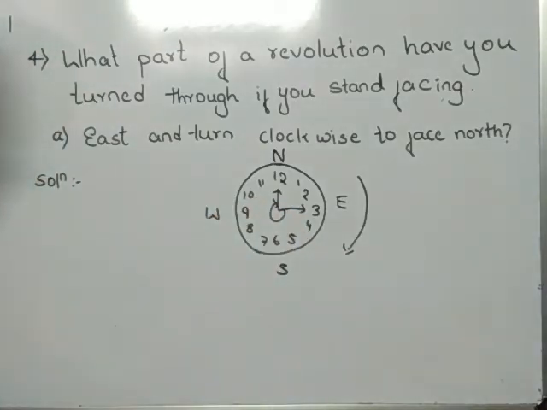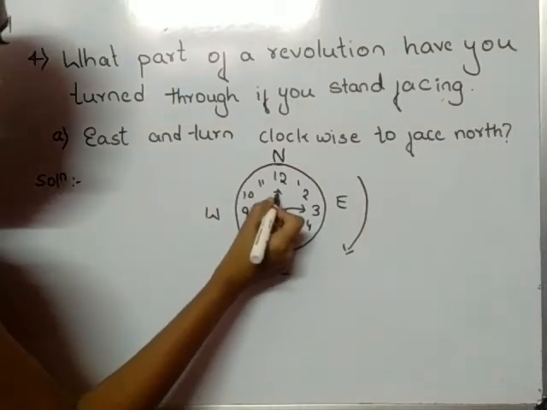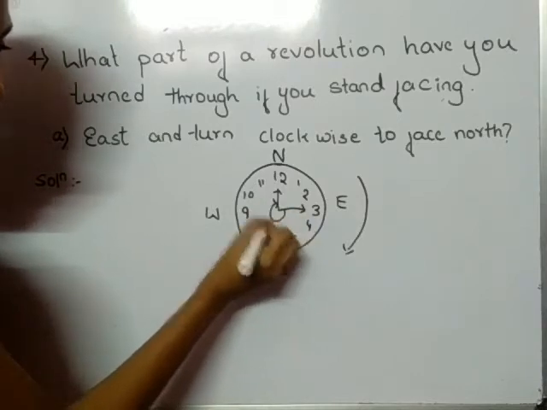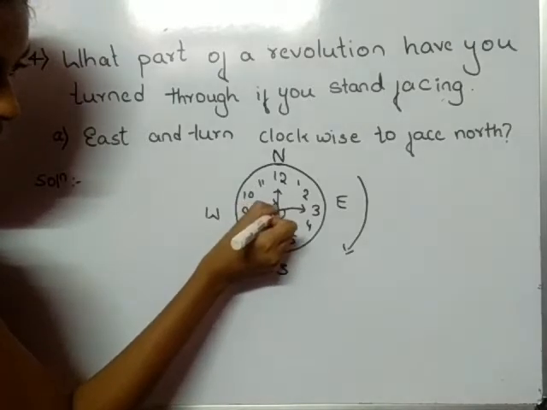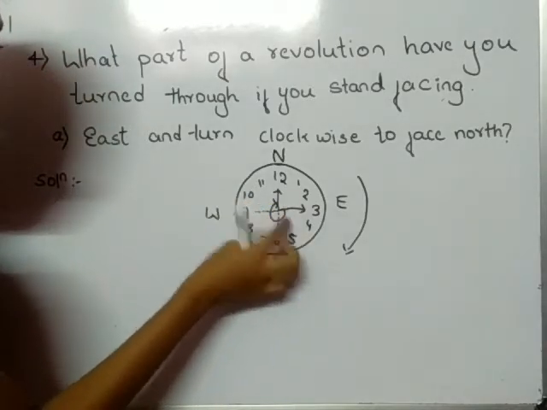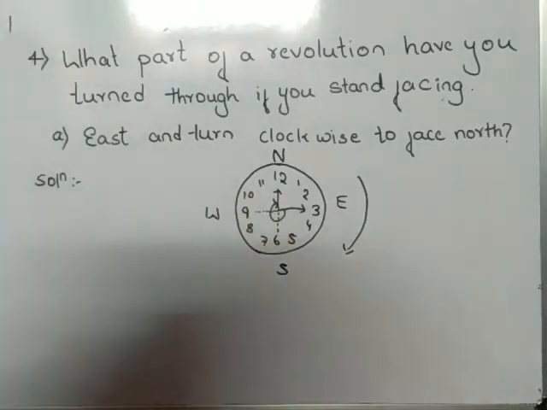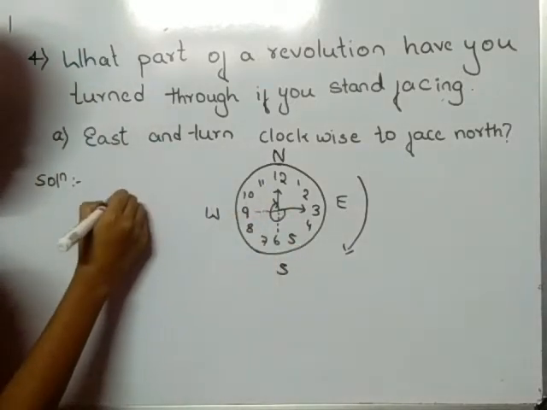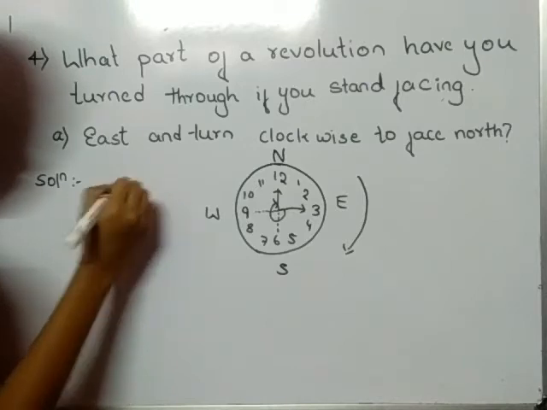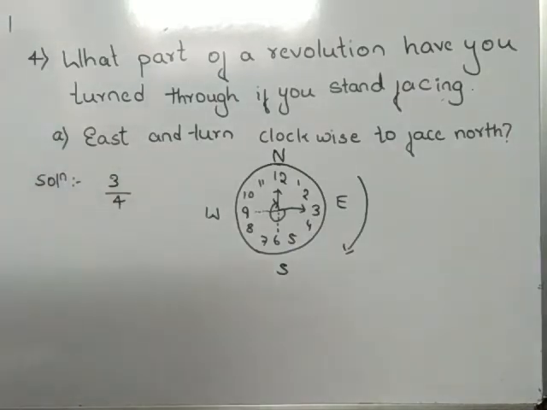Now, how much part he has moved we need to write. Out of 4 right angles, he has moved 3 right angles. We will draw here, you can imagine. Out of 4 parts he has travelled, the part of revolution he has made is 1, 2, 3 parts. That is, out of 4 parts he has travelled 3 parts, isn't it? So this is the answer for the first one, A.